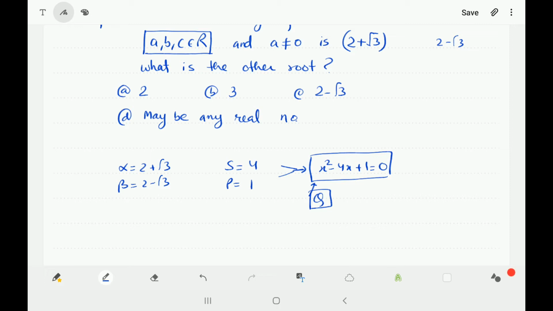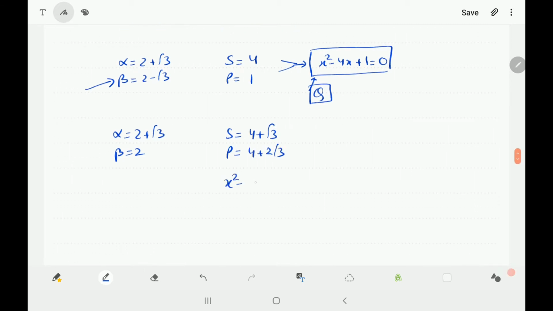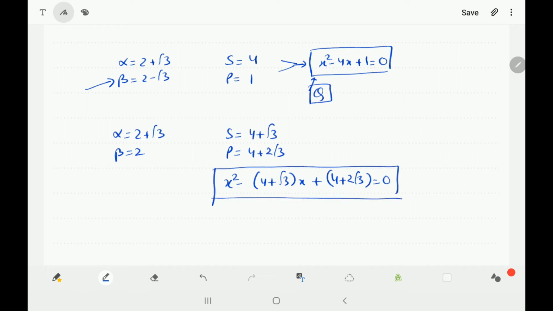But if I say the coefficients are real numbers, then it is not necessary that the second root will be 2 minus root 3. For example, if I take alpha as 2 plus root 3 and beta as 2, now the sum of the roots is 4 plus root 3 and the product of the roots is 4 plus 2 root 3. Now my equation will become x square minus (4 plus root 3)x plus 4 plus 2 root 3 is equal to 0.